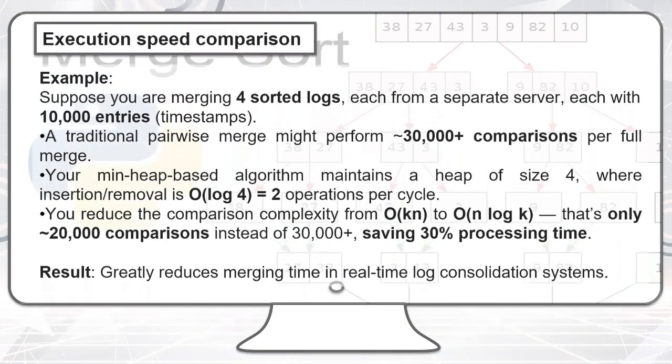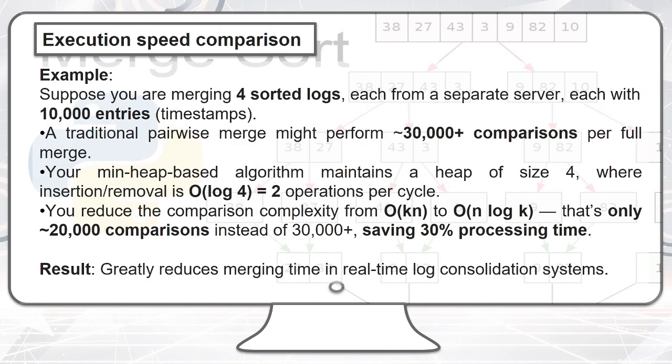So let's move to the next one, which is the example of execution speed comparison. The example illustrates merging four sorted logs with 10,000 entries. A traditional pairwise merge might perform 30,000 plus comparisons, while the min-heap-based algorithm maintains a heap of size 4 with O(log 4), equal to 2 operations per cycle.